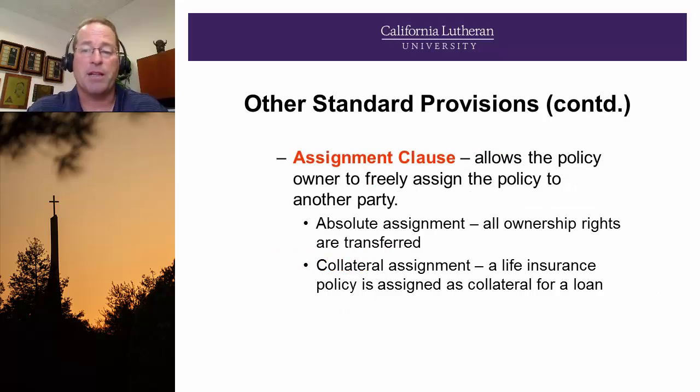Last, we have the assignment clause, which allows the policy owner to freely assign the policy to another party. And there's a couple different types here. One is absolute assignment. All ownership rights are transferred, and that is irrevocable. The insured or the owner, current owner, is giving up all future ownership rights. Next is collateral assignment. Life insurance policy is assigned as collateral for a loan.